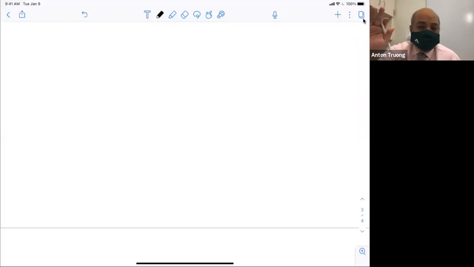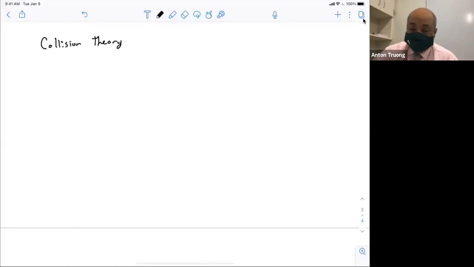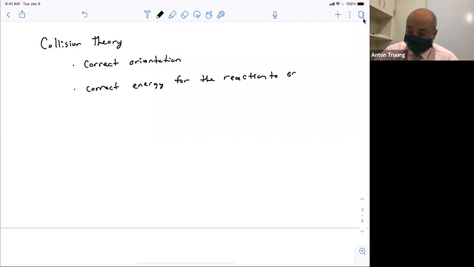What we're talking about here is reaction rate and collision theory, because this seems to be a kind of a conceptual thing that they like asking about. And the 2 main ideas for collision theory are you want correct orientation and the correct energy for the reaction to occur. Those are your two main ideas.